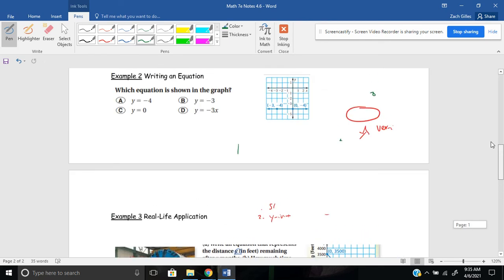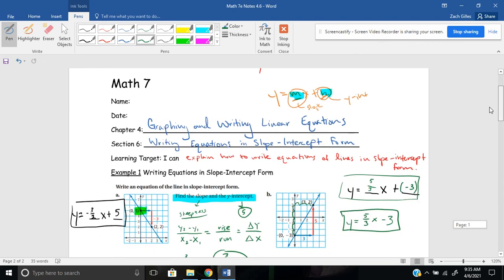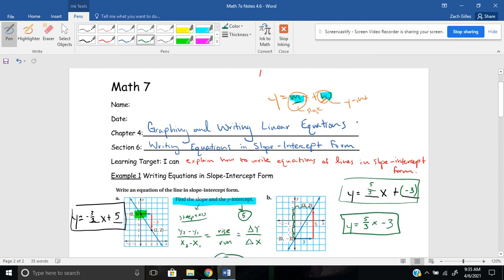All right, please let me know if you have questions on any of this. Like I said in the beginning, it's kind of like the reverse of what we did a couple sections ago, where now we're going to write these equations in slope-intercept form rather than graph them.